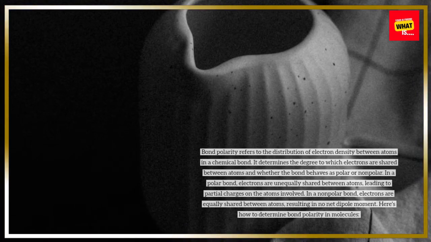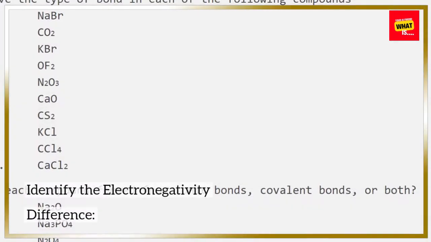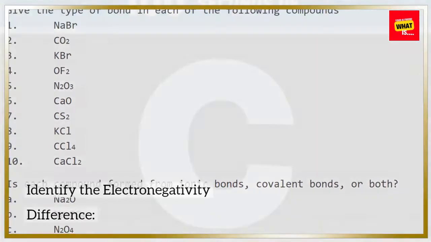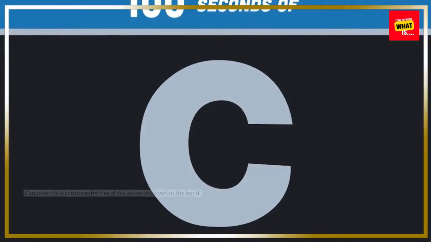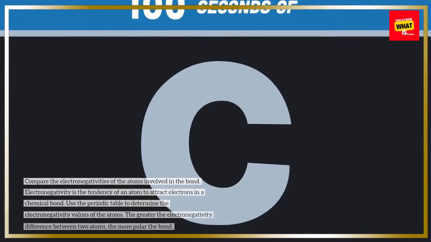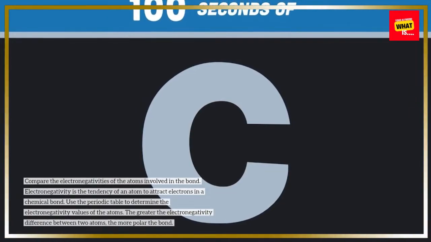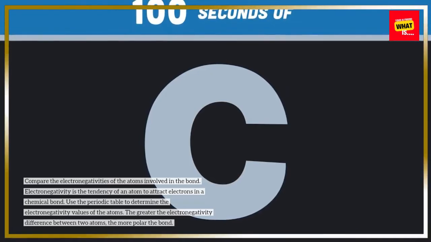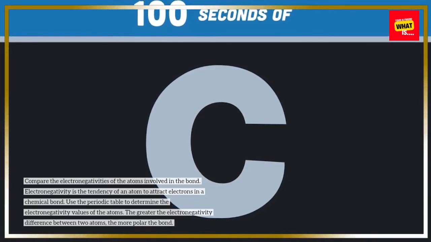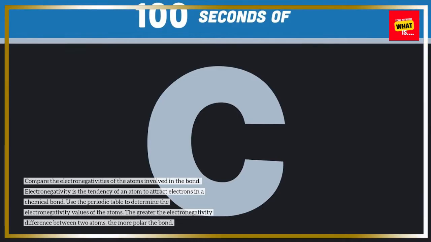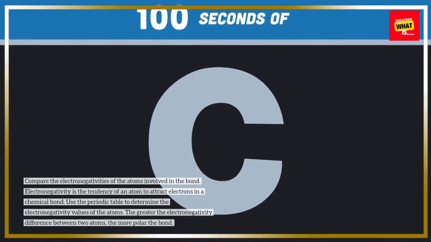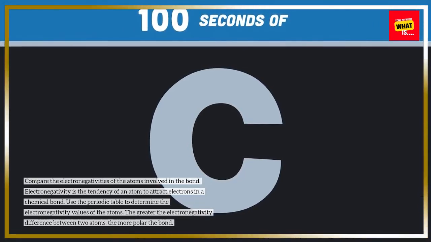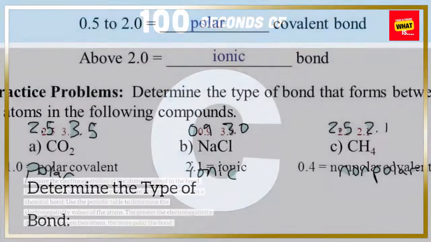Here's how to determine bond polarity in molecules. Identify the electronegativity difference. Compare the electronegativities of the atoms involved in the bond. Electronegativity is the tendency of an atom to attract electrons in a chemical bond. Use the periodic table to determine the electronegativity values of the atoms. The greater the electronegativity difference between two atoms, the more polar the bond.